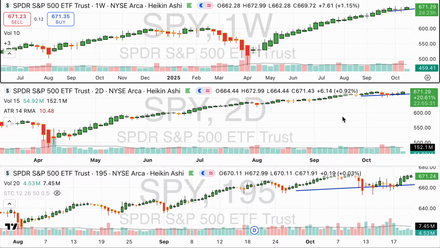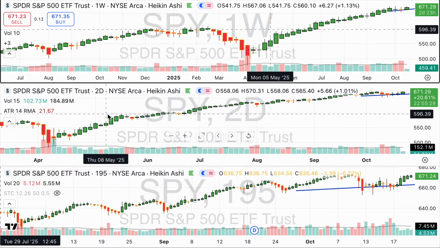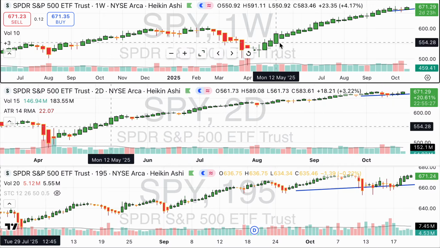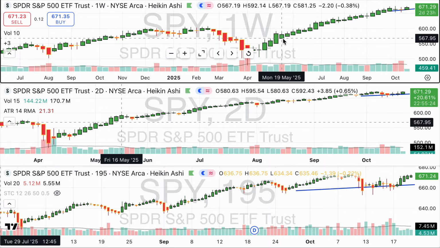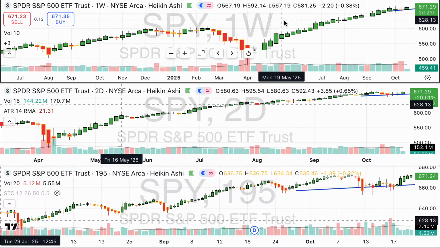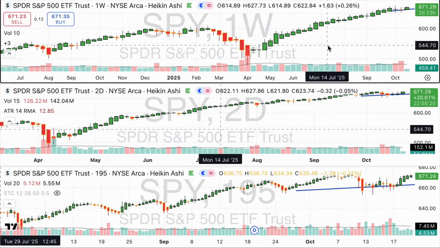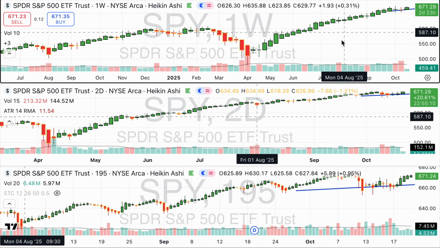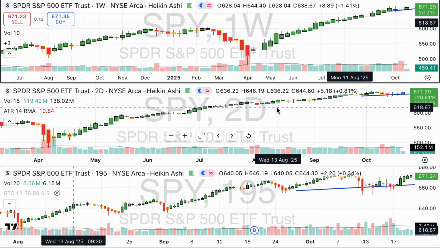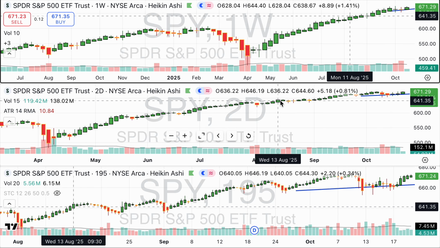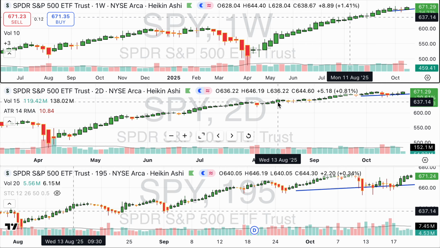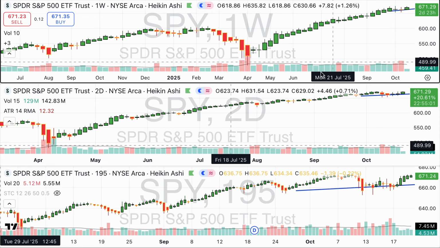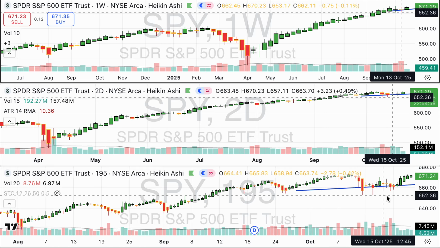And the nice thing about the charting platform we use is that every time we have this vertical line, it is tracking the same time period in all of the charts. So the weekly shows us the week, the 2-day shows us the day, and again, it all corresponds on the charts as we move along.